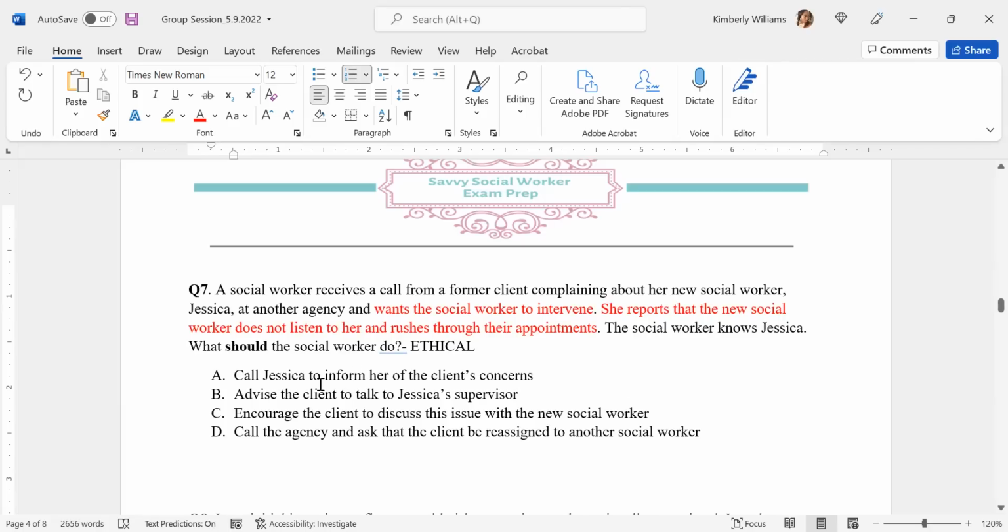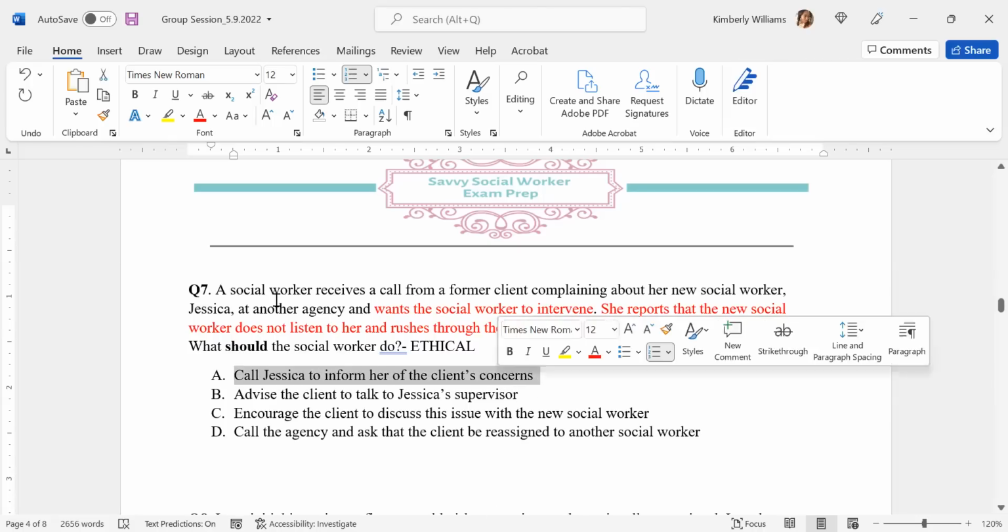All right. So we're looking for the most ethical thing. Does everybody have a clear understanding on why this is geared towards ethics, doing the most ethical thing? When it just says should, I want to make that clear. When y'all see what should the social worker do, just period without nothing else, no first, next, all of that, that is leaning towards ethics. So Rochelle, is the most ethical thing we need to do to call Jessica to inform her of the client's concerns? Scratch.